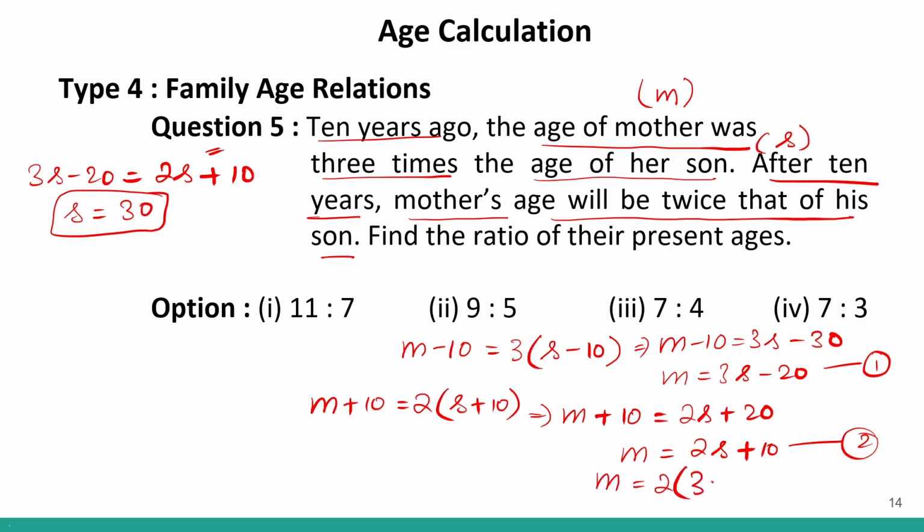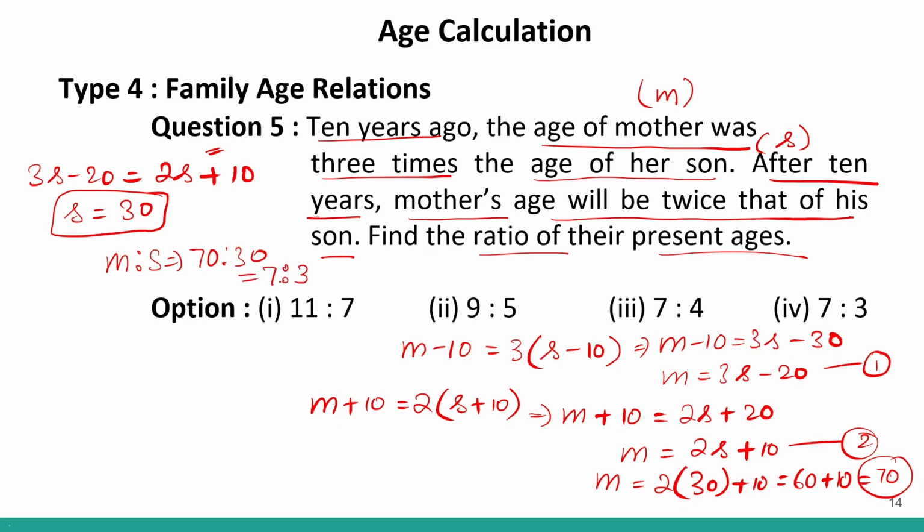If I put the son's age 30 plus 10, so this will be 60 plus 10, that is 70. So mother's age is 70 years old. Correct? We have to find the ratio of their present age. So the ratio of mother to son will be how much? 70 is to 30. Correct? And 70 is to 30 will be 7 is to 3, which is given in option number 4. So option number 4 will be your correct answer to this question. Clear? How we found the answer?